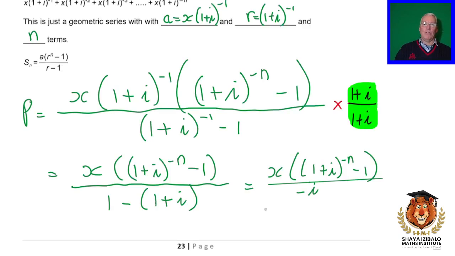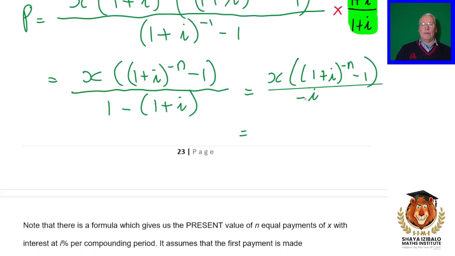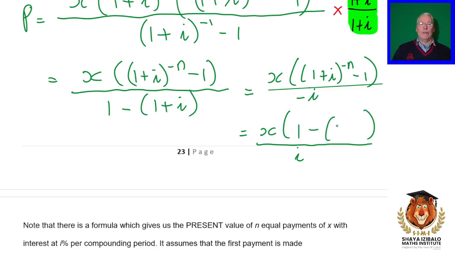Okay, and the last thing we're going to do, we're going to change that sign on the bottom to a plus i, and we are going to write it like this. Inside the bracket, we're going to swap that minus sign around. Okay, 1 minus 1 plus i to the minus n. Okay, a little algebraic trick. When we change the sign, we change the order of the subtraction. That formula there is what's called the present value formula.